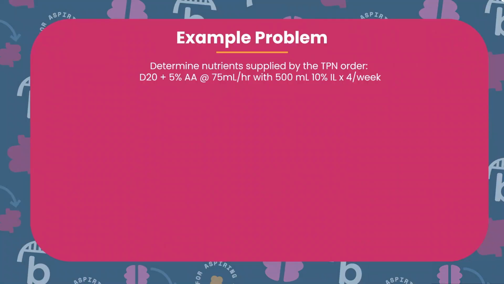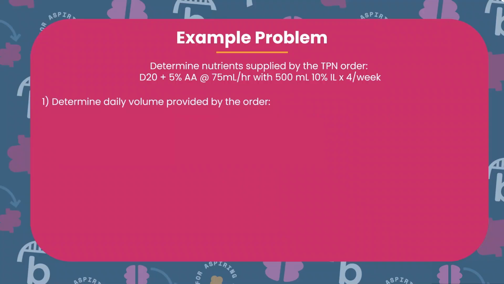I highly recommend you pause and try it on your own. It says to determine the nutrients supplied by the TPN order of D20 with 5% amino acids running at 75 milliliters an hour. In this case, we have 500 milliliters of the 10% IL hung separately 4 times a week. You can solve all PN problems using the same 3 steps, but you first need to know the total daily volume that's provided by the order.